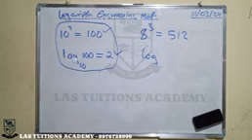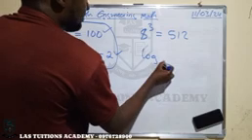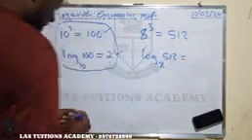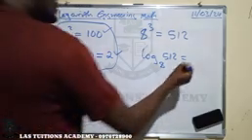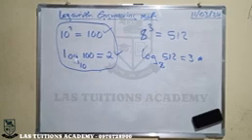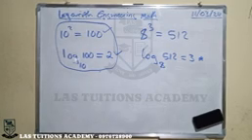Yes, Brandon? Log 8, 512 is equal to 3. No, which one is the base between 512 and 8? Which one is the base? 8. 8 is the base. Then 512 is equal to what? 3. Good. Correct. So that's how we transform that into a log.